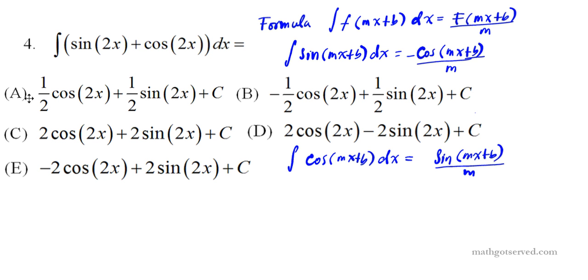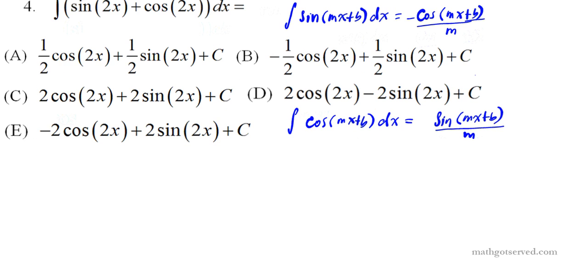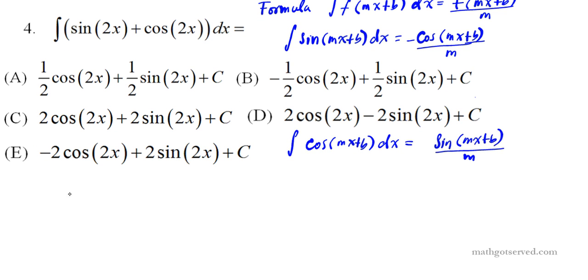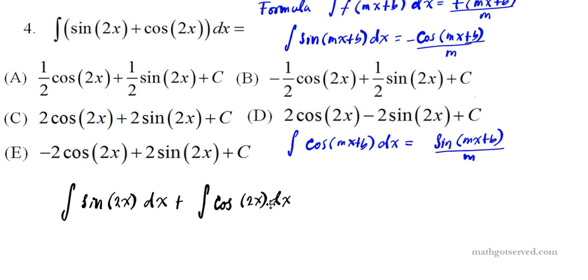So let's apply that here. In this problem, we have the integral of sine of 2x dx plus the integral of cosine of 2x dx. This is the sum property of integrals. Now, if we apply this formula here, what you notice is m is 2 in both cases. So our antiderivative becomes the integral of sine is negative cosine 2x divided, not times, divided by 2.